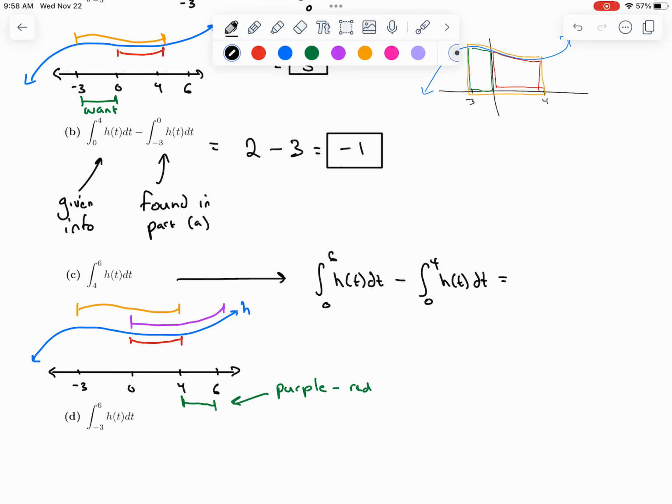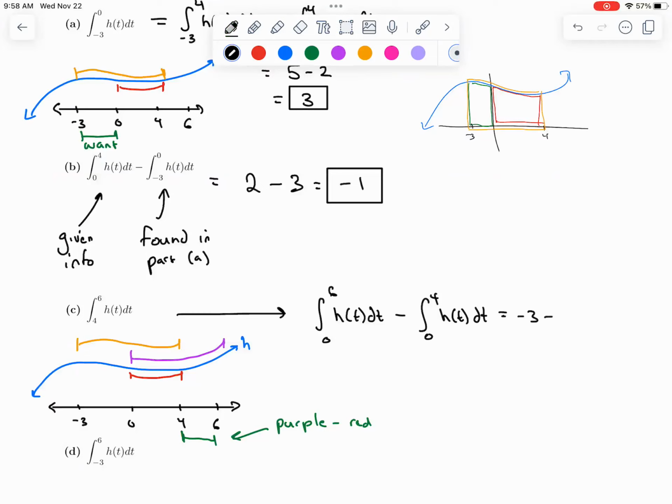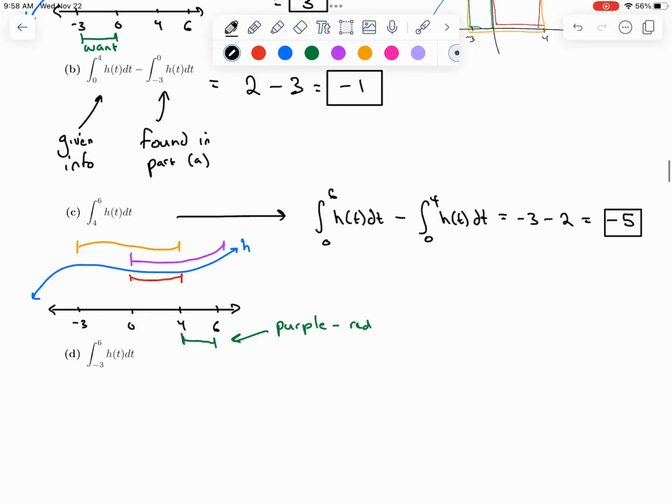And that's going to be, what did we say? -3 minus 2, which is -5. Now, I will say also, if your mind doesn't work well with these visual things, you can still just use the definitions to figure this out. I notice that they both have a bound of 0. What do we know about bounds? You can flip them, but by tacking on a negative sign.